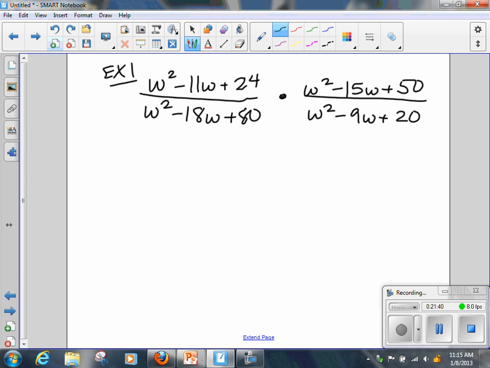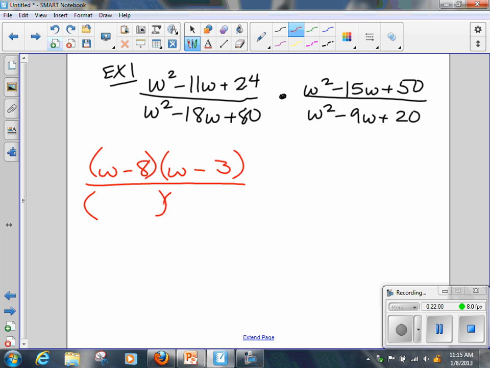All right, so here we go. Let's unfoil this top fast here. I got W. I need two factors of 24 that when you add give you 11. 8 and 3. Are my signs the same or different? Same. They're both going to be minuses. All right, let's go with the bottom there. W. Two factors of 80 that when you add give you 18. 8 and 10. My signs the same or different? Same. They're both going to be minuses. Y'all with me? Yes or no? Okay.